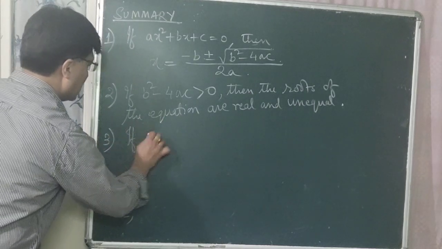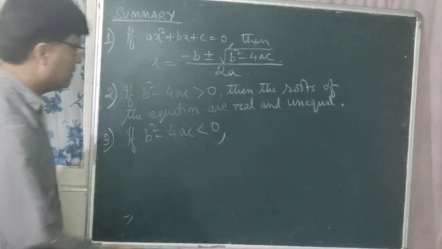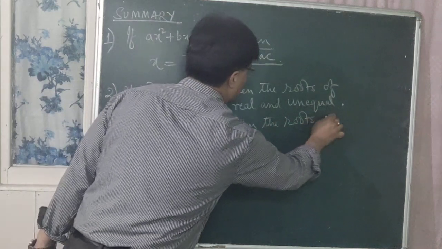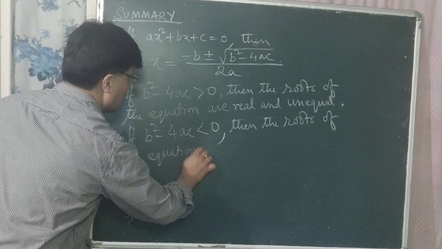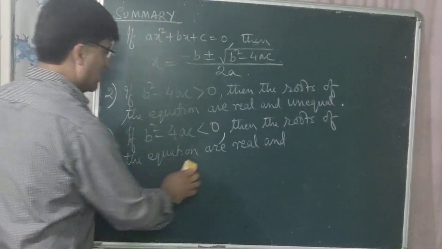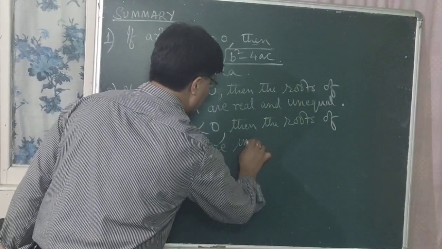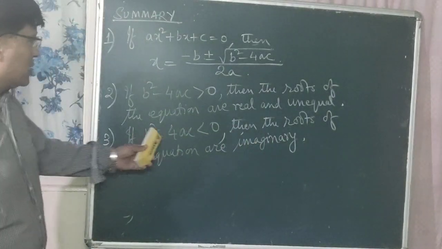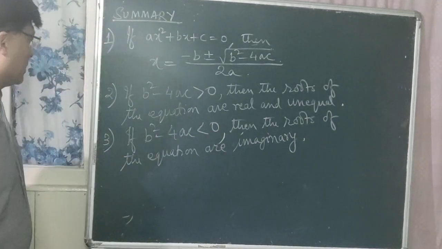Number 3 was, if b square minus 4ac is less than 0, then the roots of the equation are real and not real, sorry. Then the roots of the equation are imaginary because it is negative, right? If b square minus 4ac is less than 0, then the roots of the equation are imaginary. Okay? And number 4.